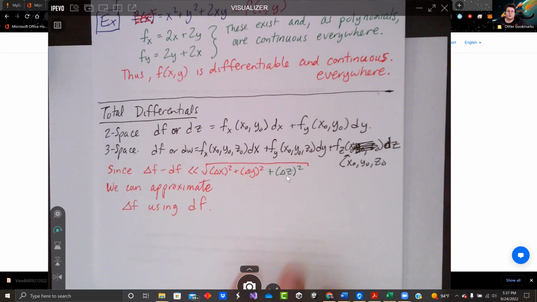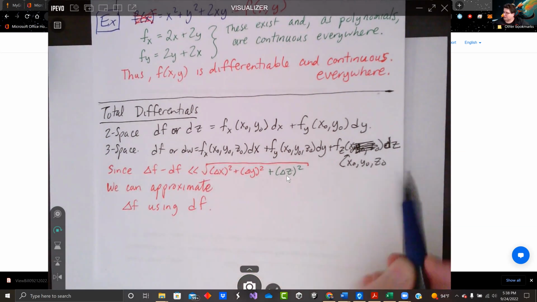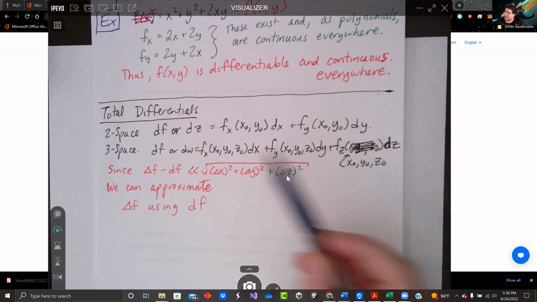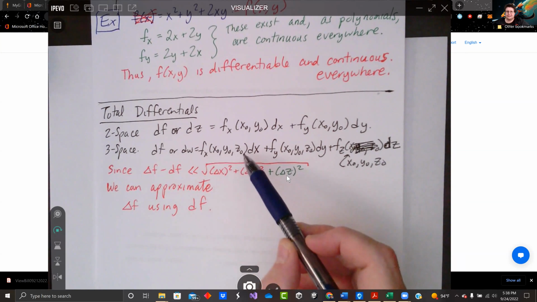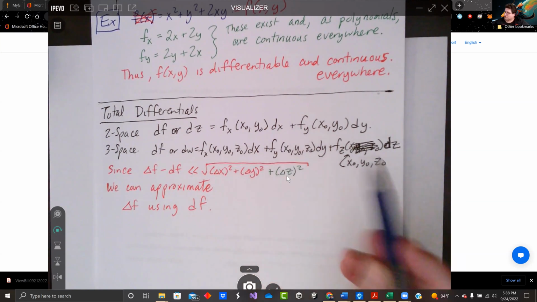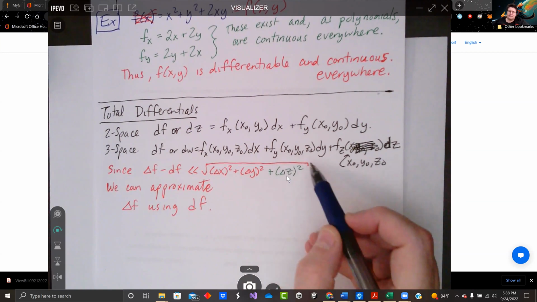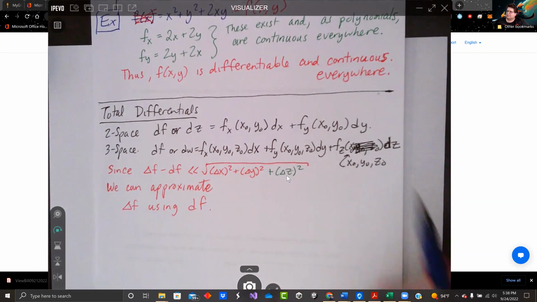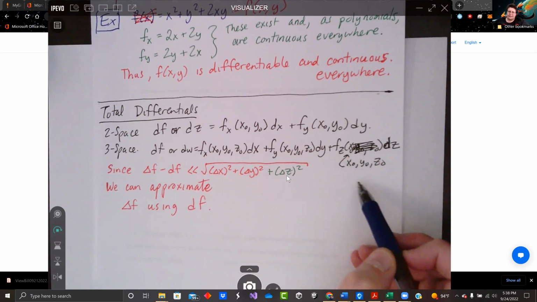We scale it up to three space: df or dw, if we want to call it w of x, y, z. We've got the partial of f with respect to x at x naught, y naught, z naught times dx, plus the partial of f with respect to y at x naught, y naught, z naught times dy, plus the partial with respect to z at x naught, y naught, z naught times dz.